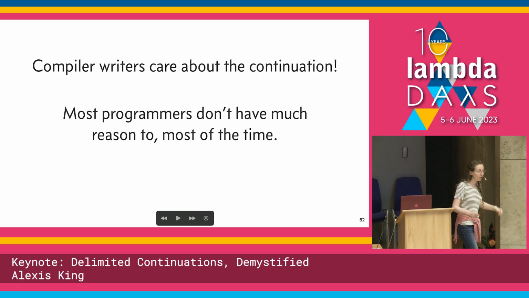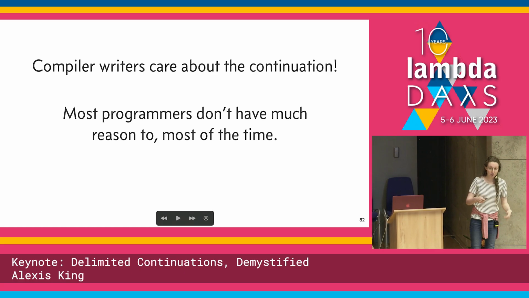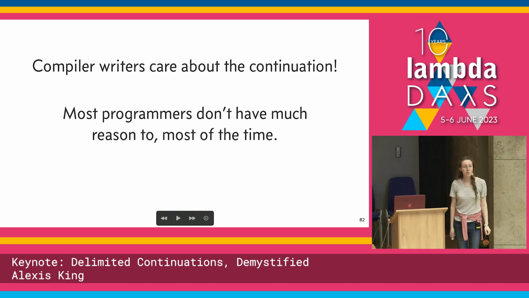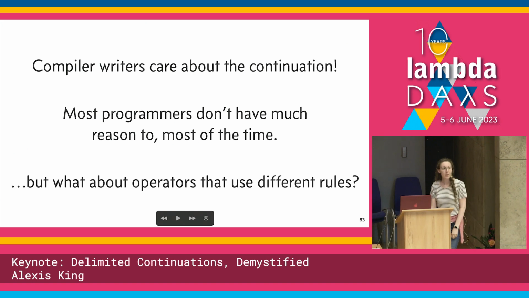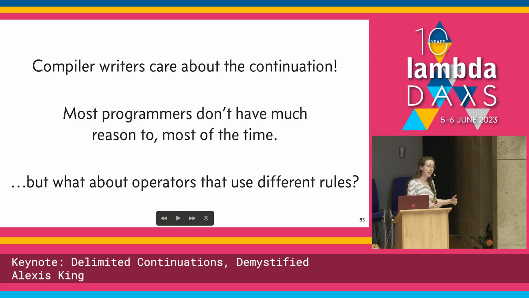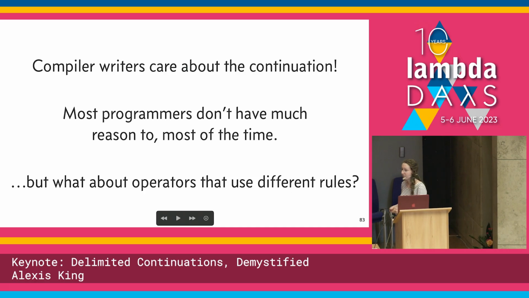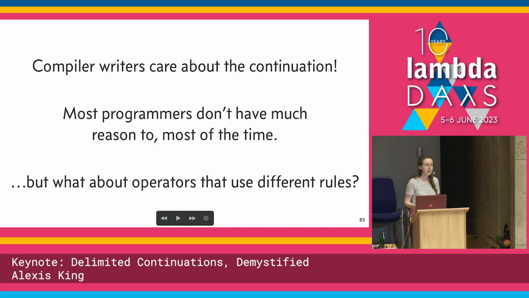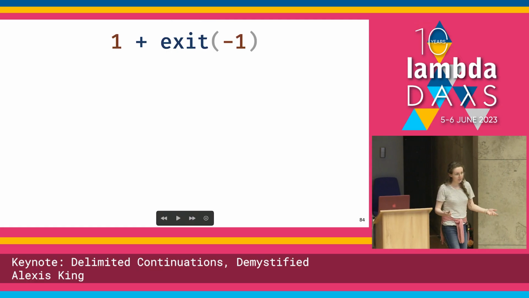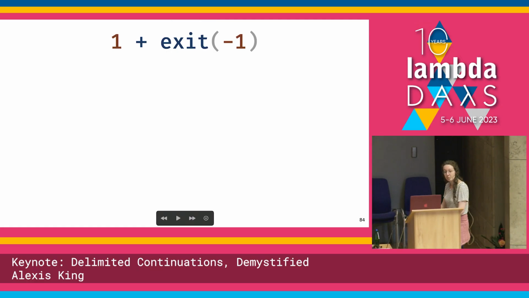But it turns out that there are actually operators, which are frequently used in just about every programming language, that don't play by those rules. And in fact, we can think of them as operations that explicitly exist to manipulate the continuation. One really, really simple example is exit. Of course, exit is a fairly boring function. It just terminates the program.